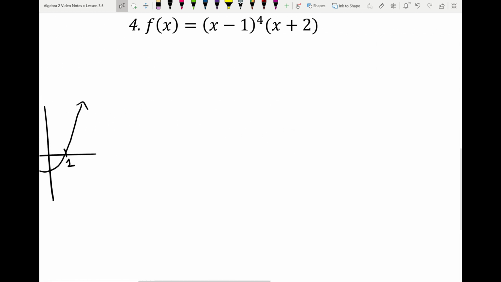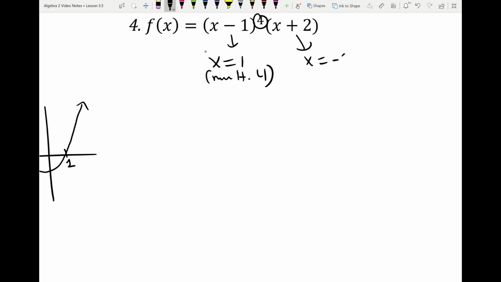All right, and then last one. So this is going to be x is equal to 1, multiplicity 4, because of that 4 there. This is going to be x equals negative 2, multiplicity 1. So here it's going to turn. Here it's going to cross.